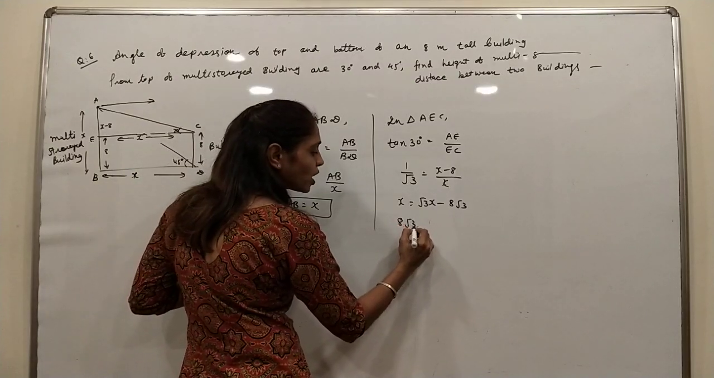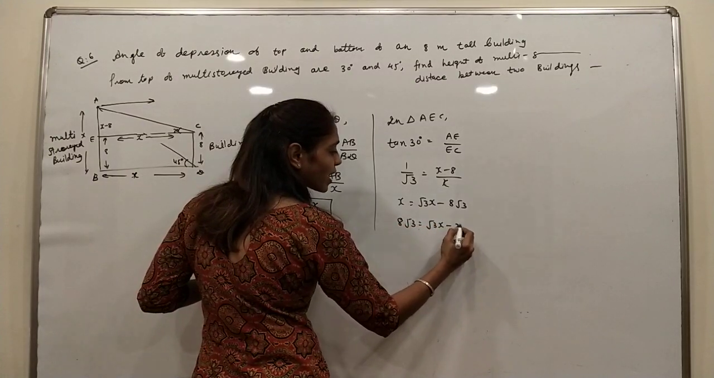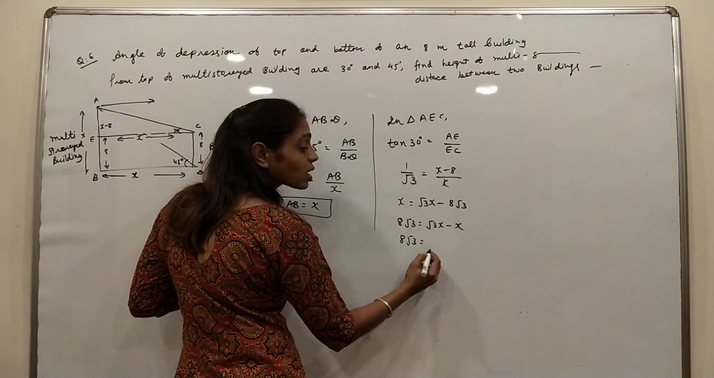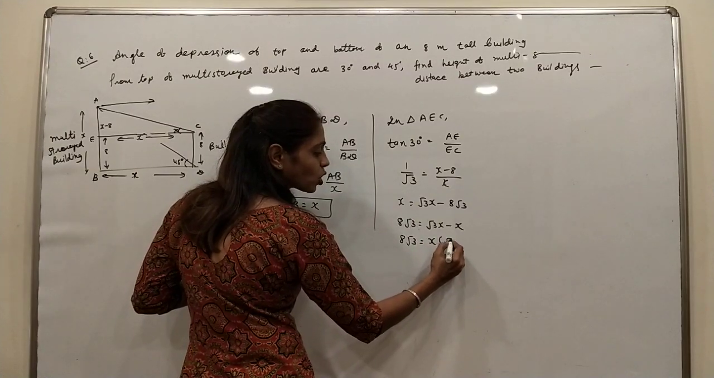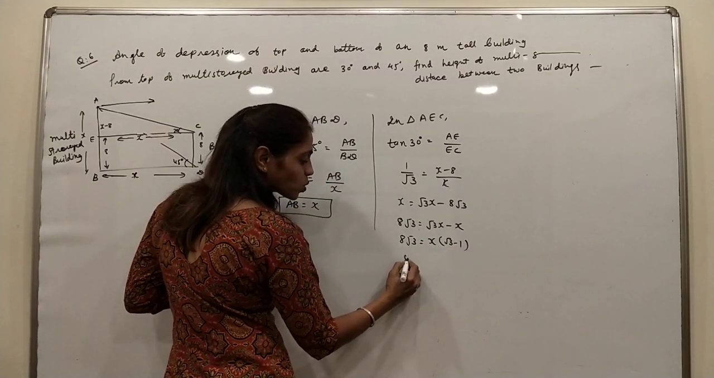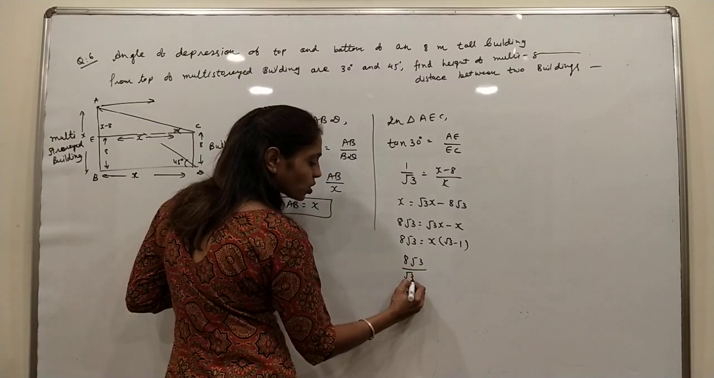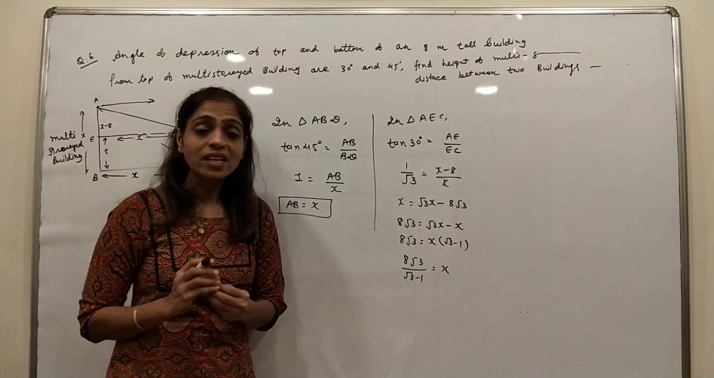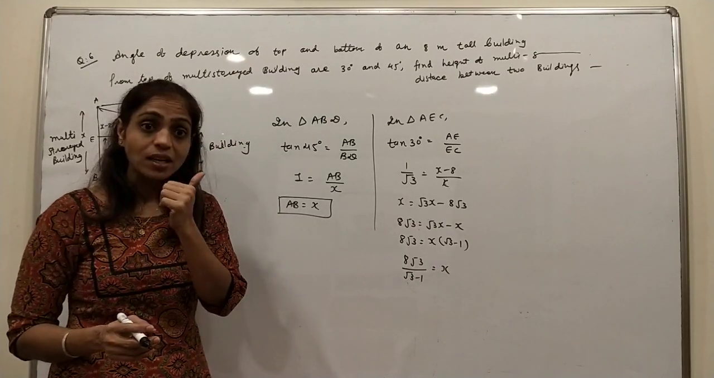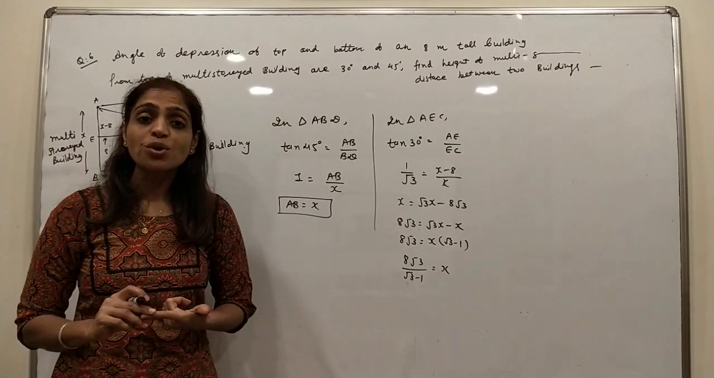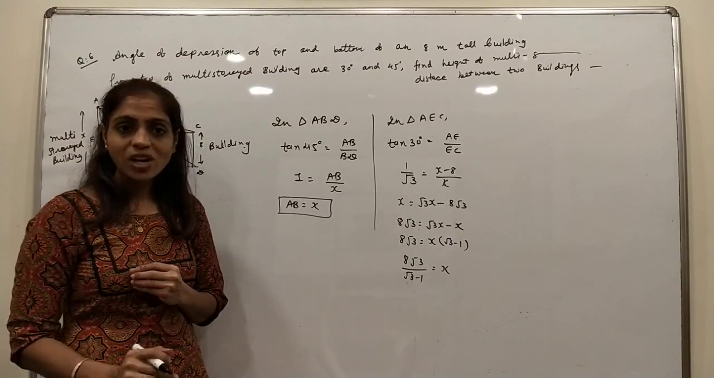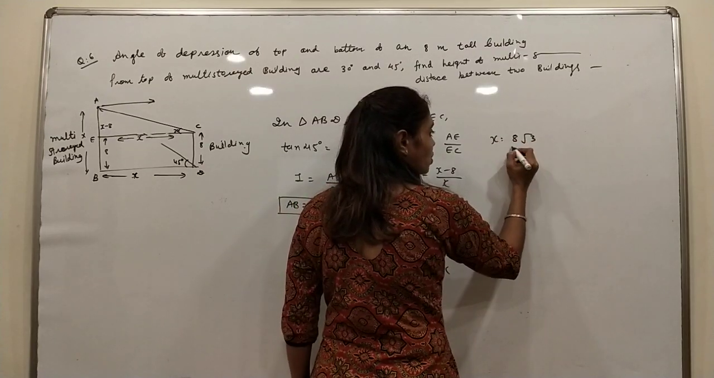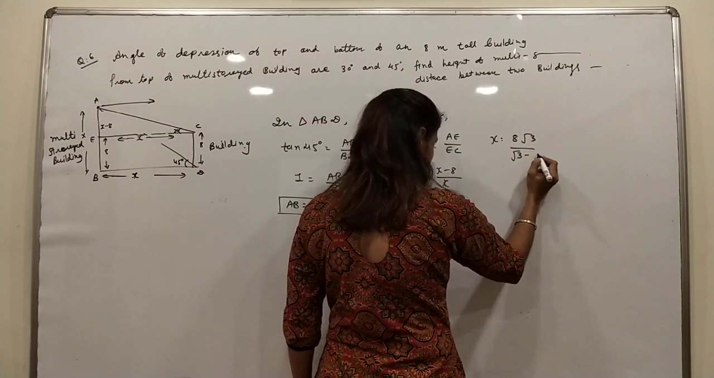So 8 root 3 is equal to root 3x minus x. Right? So 8 root 3 equals x common, root 3 minus 1. So 8 root 3 upon root 3 minus 1 is x. But in the denominator a root exists, so it is not a fair answer. So try to remove the root from the denominator by rationalization. So x is 8 root 3 upon root 3 minus 1.